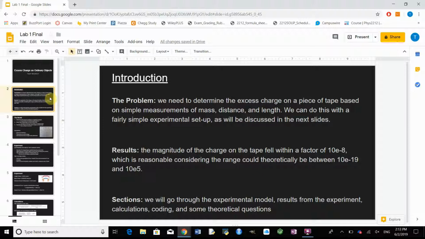And the results overall of this experiment showed that the magnitude of the charge on the tape fell within a factor of 10 to the negative 8, which is reasonable considering the range could theoretically be between 10 to the negative 19 and 10 to the 5th. We will go through the experimental model, results from the experiment, calculations, the coding, and some theoretical questions.